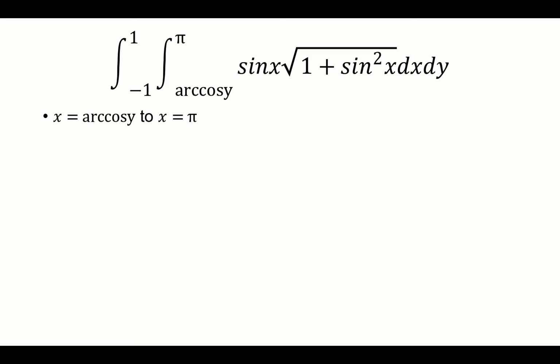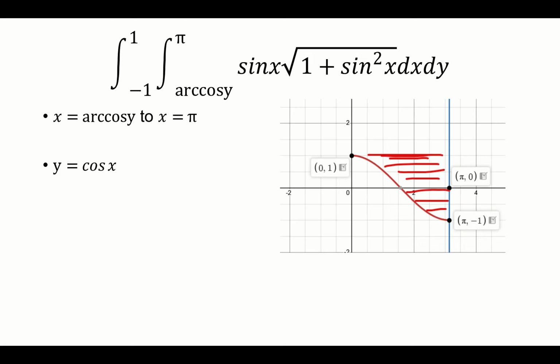If I solve for y, I get y is equal to cosine x. And so the left bound is x equals arccosine y, so that would just be the cosine graph. And the right bound is x equals pi. So that's what we have here. In red is our cosine, in blue is our pi. So that's bounded. And then y goes from -1 to 1. So we start at -1 and then we stop at 1.